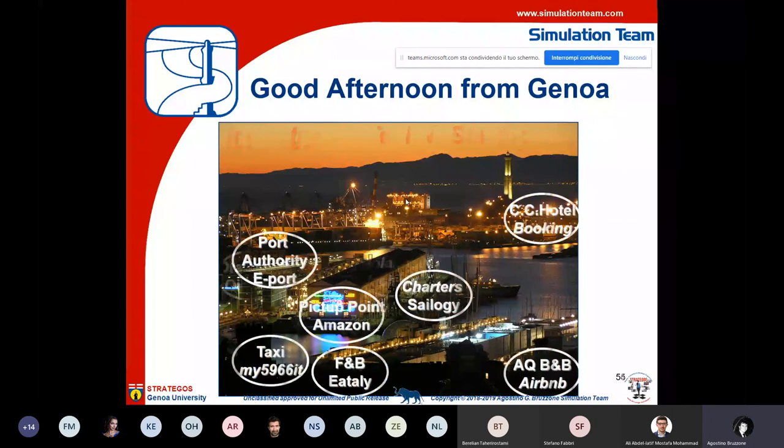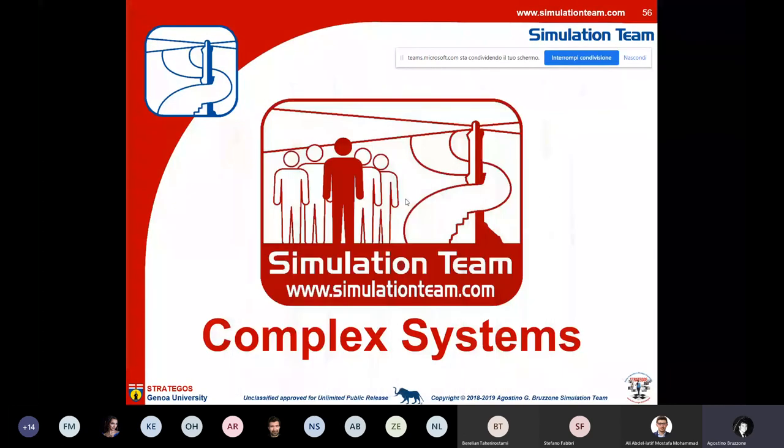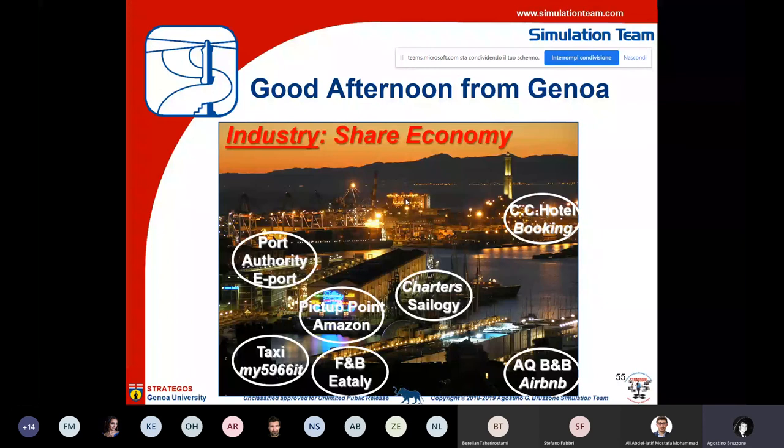So if we look around, we don't have just industry and companies, but we have the port authority with this port. We have a pickup point for Amazon. We have a charter company, Sci-Logi. We have hotels based on Booking or Airbnb. We have Italy, a chain of food, and a taxi system. So as you can see, in a single picture around this port we cover so many different businesses. Some are local, some are big industries, some are small industries and companies, some are high tech, some are supporting the web economy, some are supporting consumers, some are supporting industry, and almost all are intercorrelated.